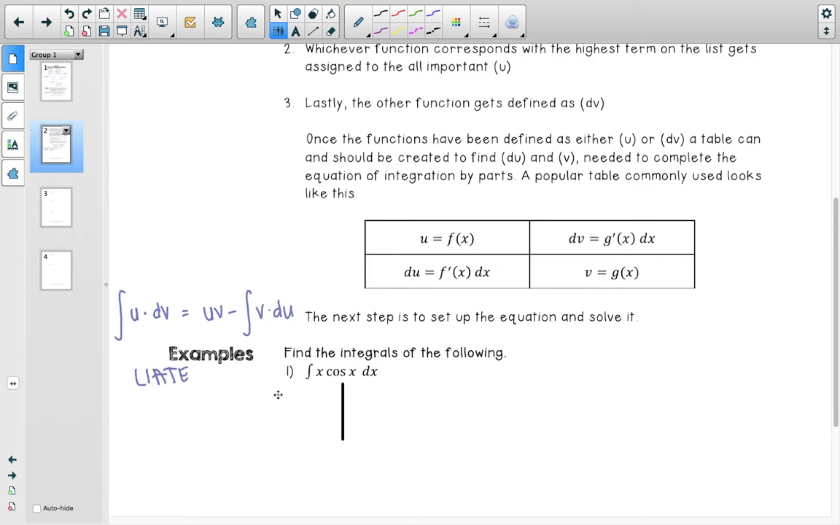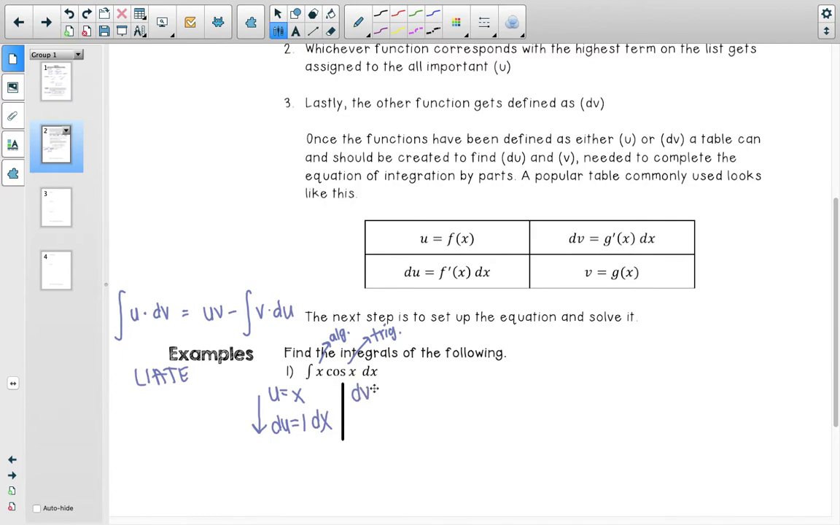The first thing you have to do is pick u. It's either a logarithmic, inverse, algebraic, trig, or exponential. What comes first? This x is considered algebraic, and this is considered trig. Which one comes first? Algebraic. So that means that's the u. Then you go down and take the derivative, du, the derivative of x, which is 1, integrated with respect to x. This part is just like u substitution, a bigger version of it.